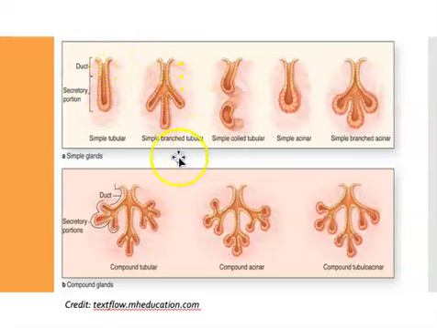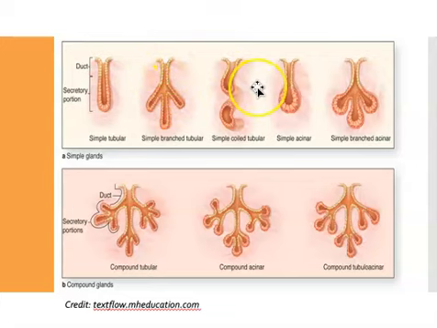Now, over here, we also have a simple tubular gland, but this one is branched. It's not the duct that's branched. It's the acini that are branched. In other words, there's one duct here, and there are 3 acini. So this is still simple because there's one unbranched duct, and it's still tubular because the acini and the duct have the same diameter.